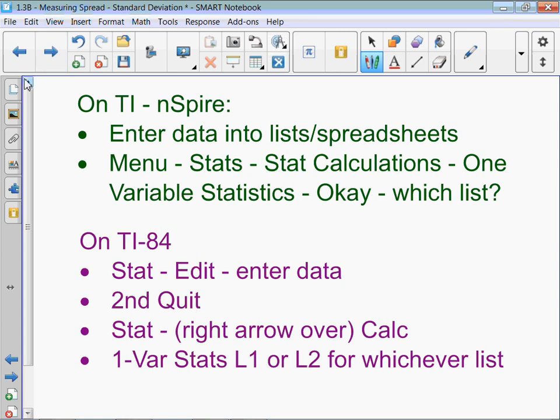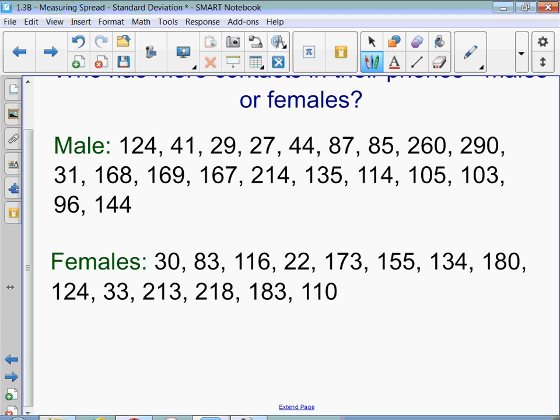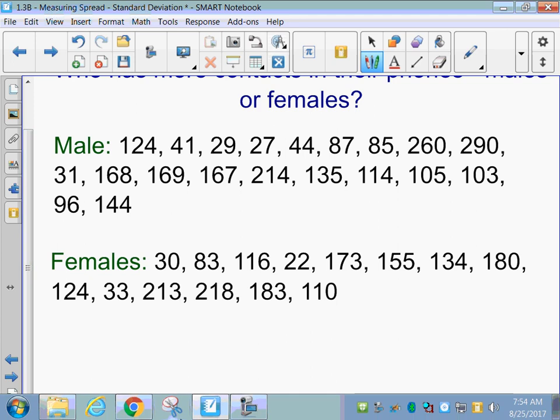Everybody have a note written down on what to do so I can go back? All right. Let's see if we can enter the data.